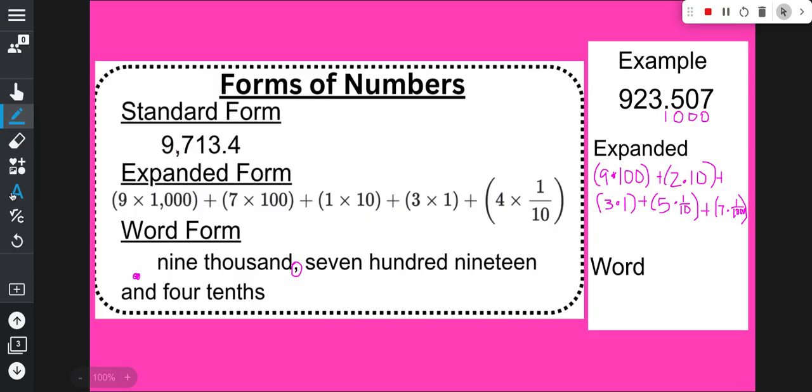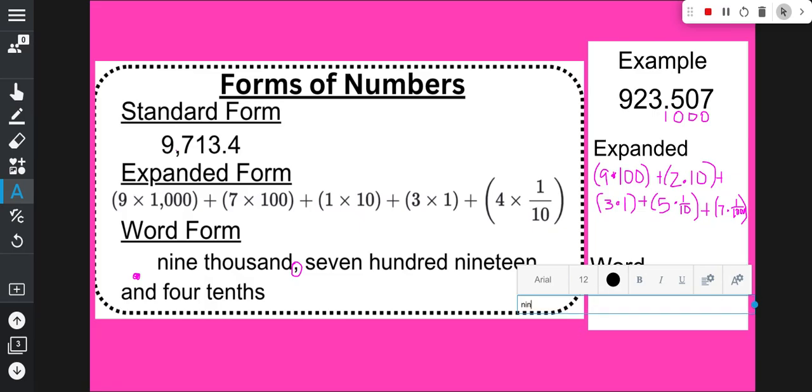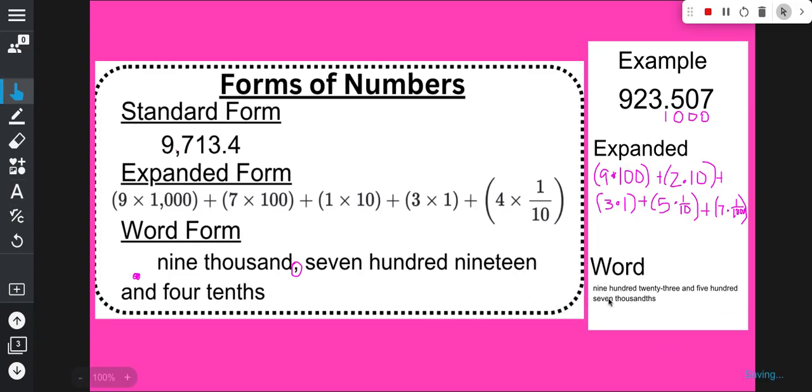Word form. I'm going to use my typing tool, make it just go a little bit faster. For word form, we would have 920 hyphen 3 and 507, because that's how we would say that number, 507. And then we give the place value word that the 7 is in, which is thousandths. Let's make that a little bit smaller to fit in our space here. So we would have 923 with that hyphen between the ones and the tens digit, and 507, and then the place value word of the last digit, which is thousandths.